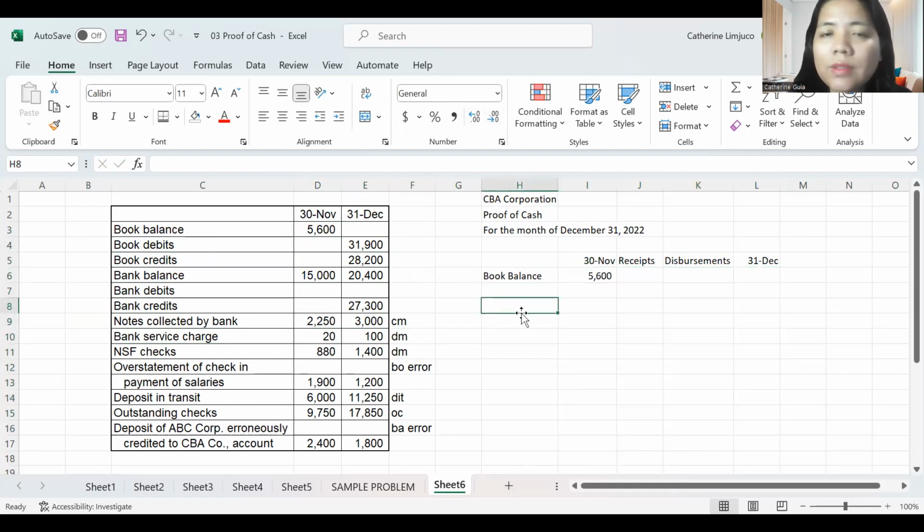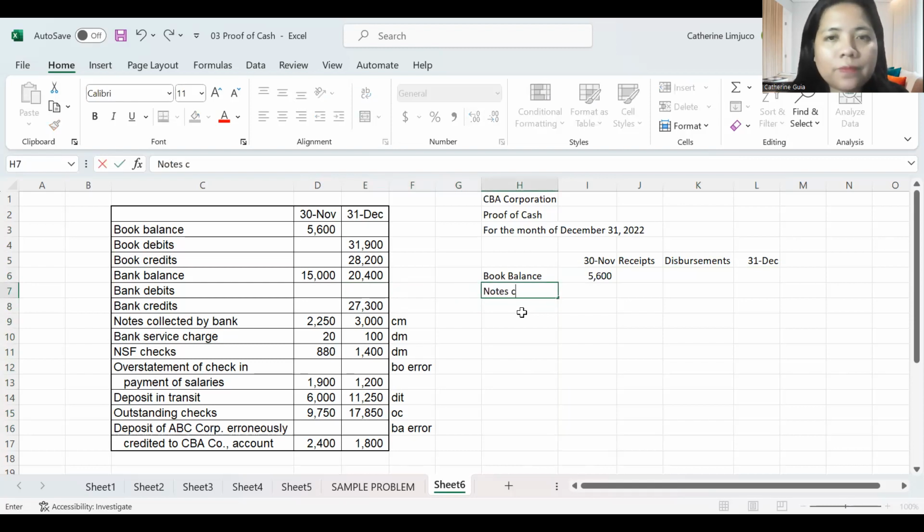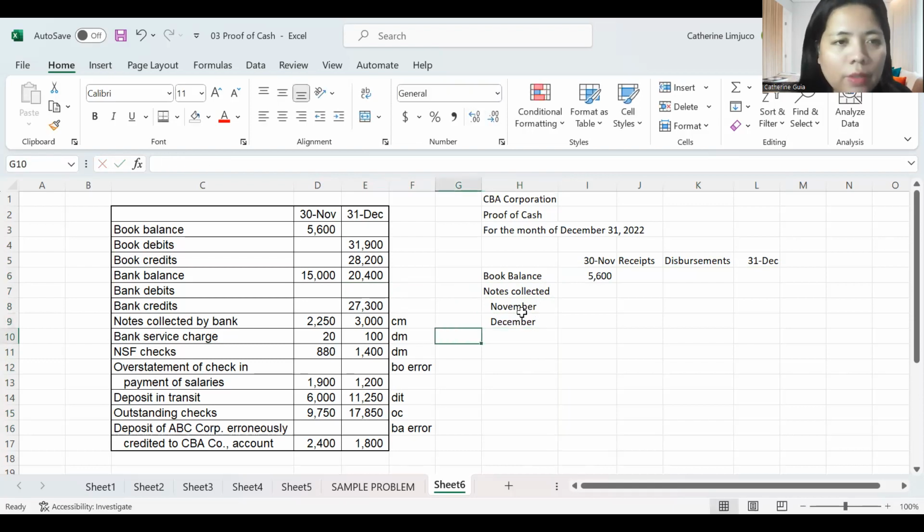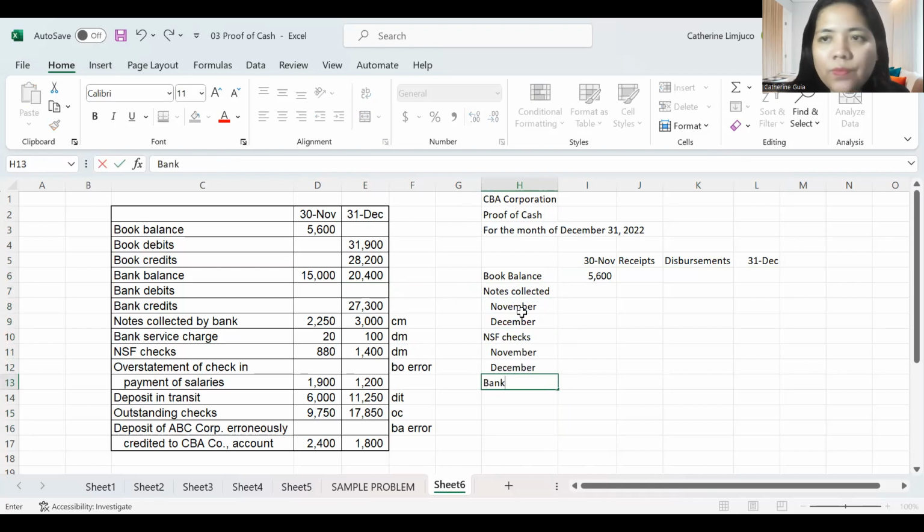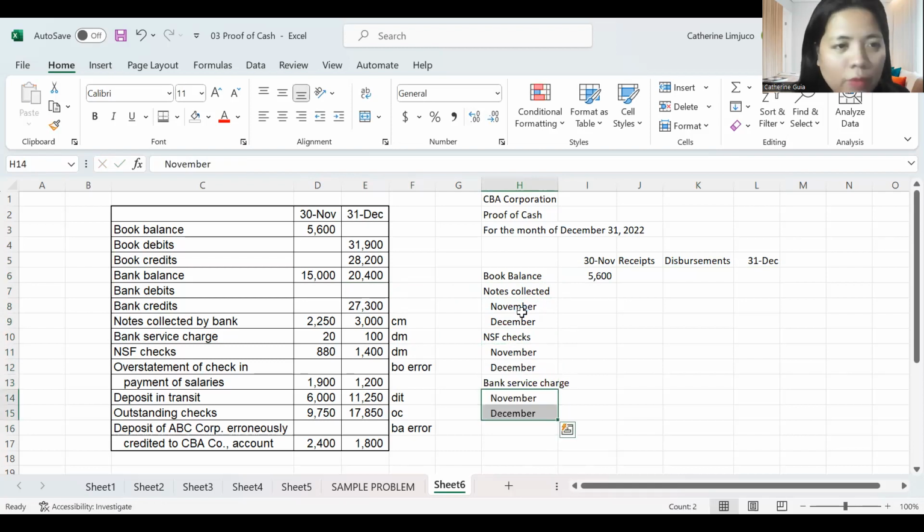By the way, let's start with the labeling of our proof of cash. So we have the book balance. We have here also the notes collected. Notes collected. So this will be the label, November, December. And then what else? Bank service charge, NSF checks. I will start with NSF checks, November, December, as well as bank service charge, November, December.